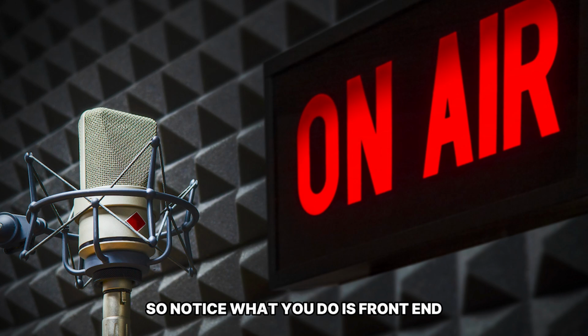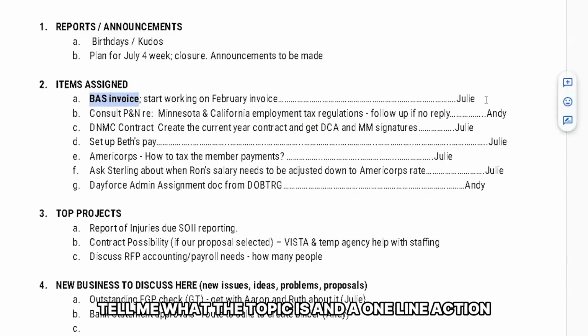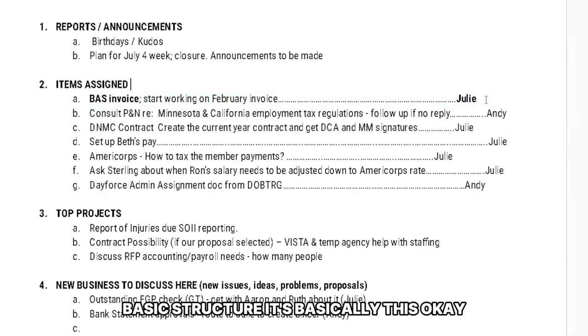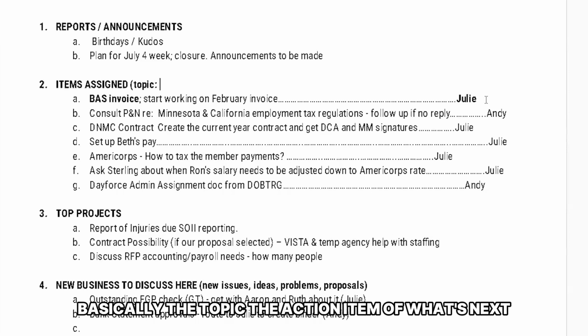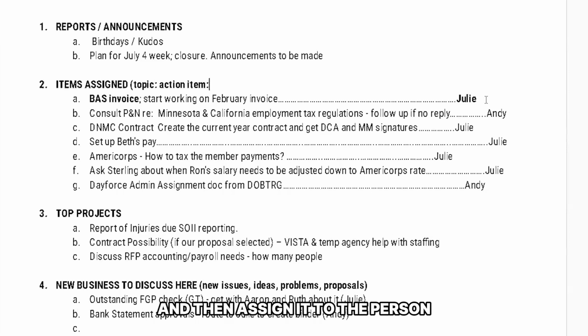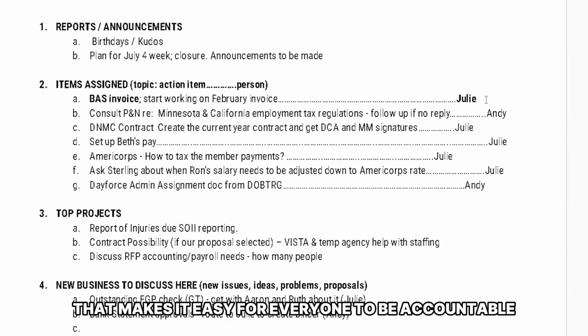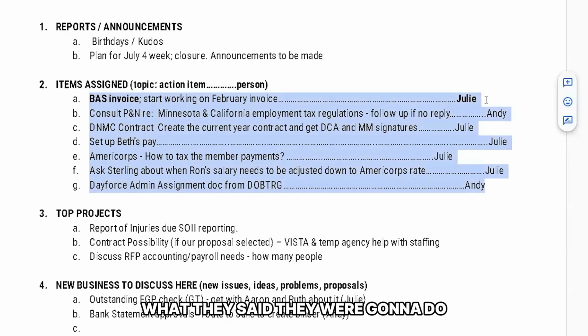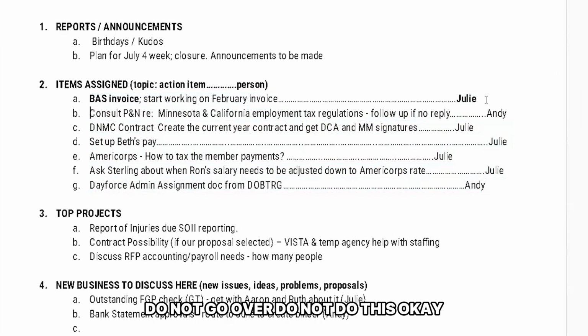So notice what you do is front end, tell me what the topic is, then a one-line action, and then who it's assigned to. Basic structure. It's basically the topic, the action item of what's next, and then assign it to the person. That makes it easy for everyone to be accountable to know exactly what they said they were going to do. Do not do like what I did earlier, okay?